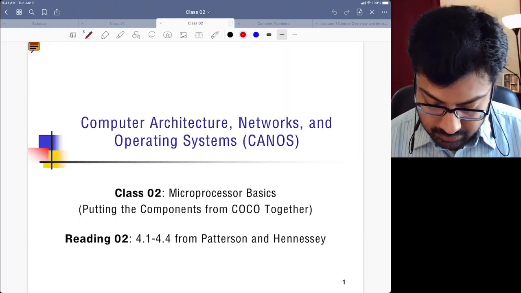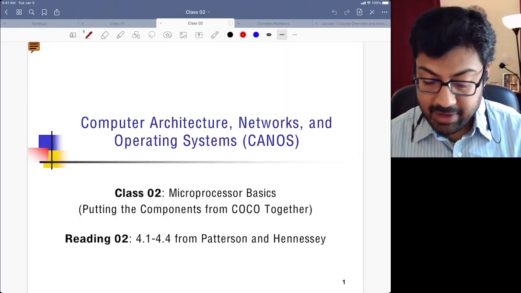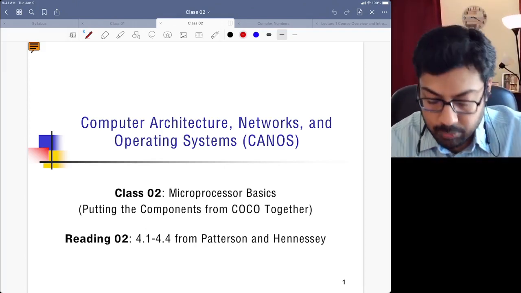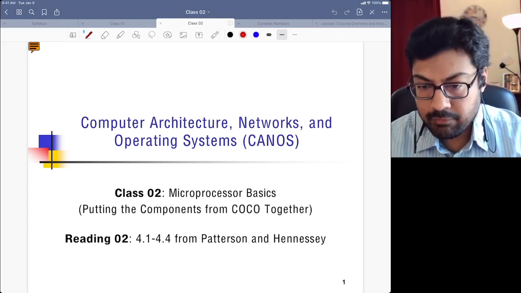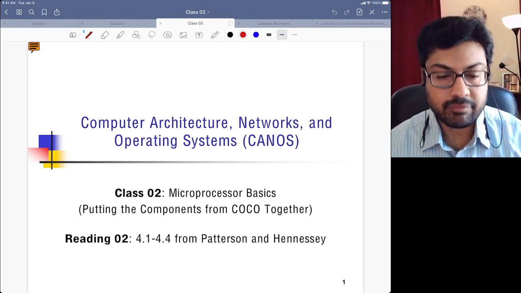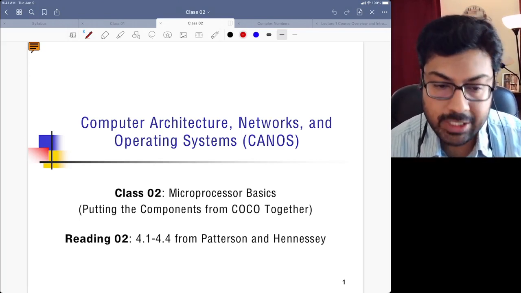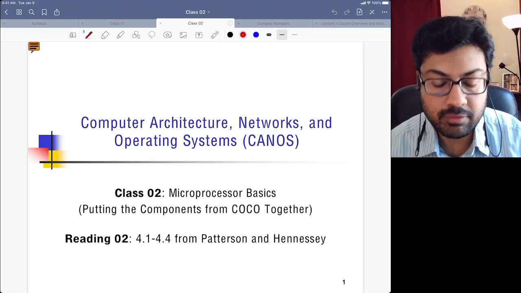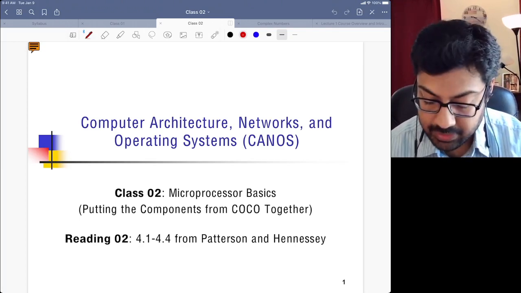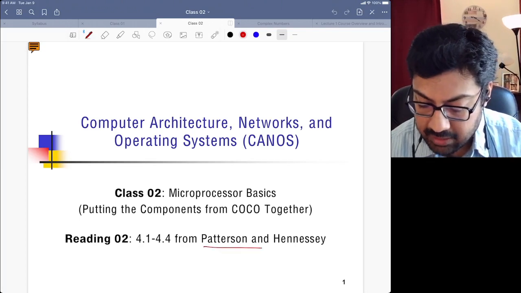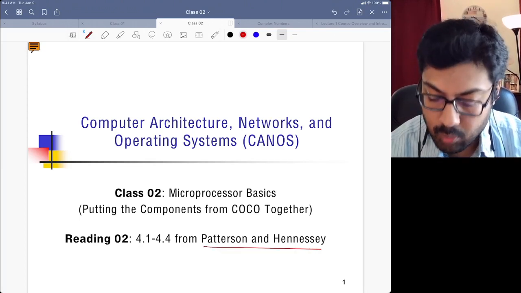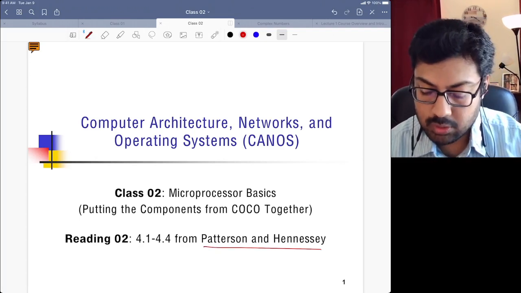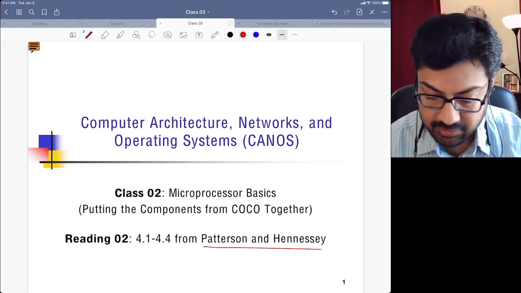All right. So let me spend a few minutes talking about the basics of a microprocessor. For some of you, it might be a review of COCO, but for some of you, it might be absolutely new. In any case, it'll be a review for you if you have already seen these things. The readings for this are from Patterson and Hennessy, sections 4.1 to 4.4. We will be going in quite good detail when we talk about the microprocessor basics.